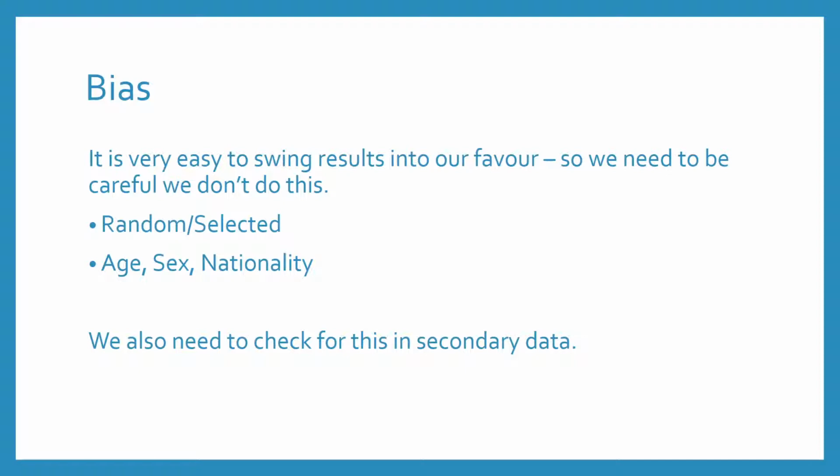So that could be choosing a certain number of people based on their age, their sex, their nationality, etc. But we also do need to ensure that we are looking at people of different backgrounds and of different interests to make sure that our surveys are not biased and just looking at one group of people. And this is a big issue in secondary data because it's not something that we can check.